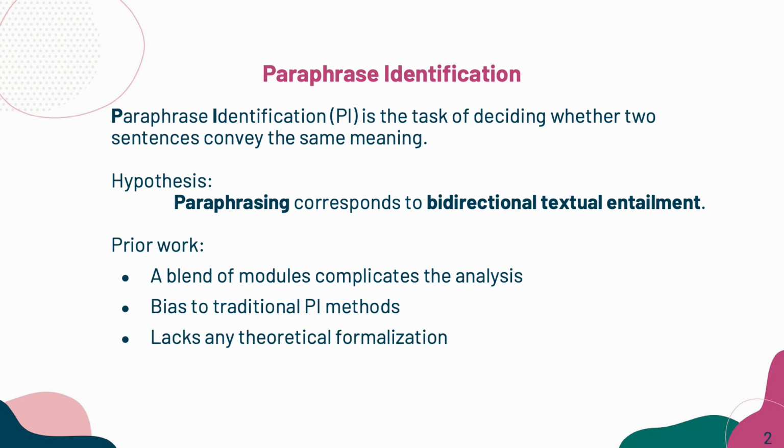The second task we cared about is paraphrase identification, PI. It is the task of deciding whether two sentences are in the paraphrase relation, or we say whether they convey the same meaning. Despite their distinct objectives between NLI and PI, an underlying connection actually exists here: paraphrasing corresponds to bidirectional textual entailment, which has been notably underexplored in empirical investigations and lacks a theoretical formalization.